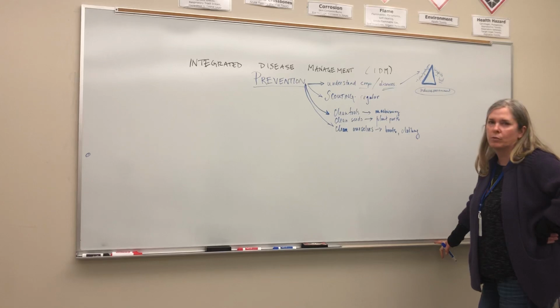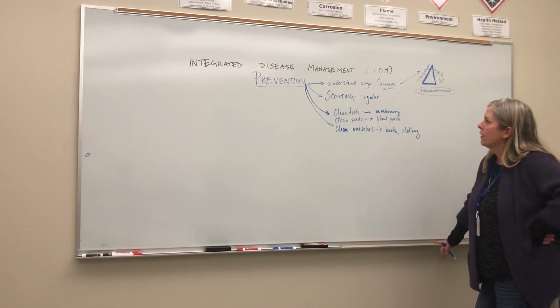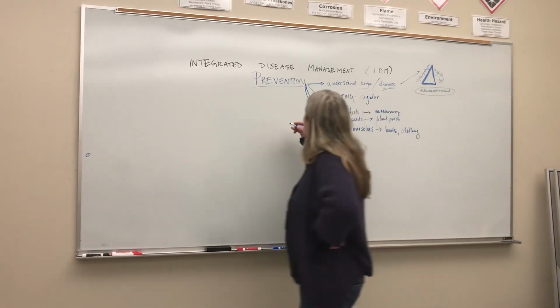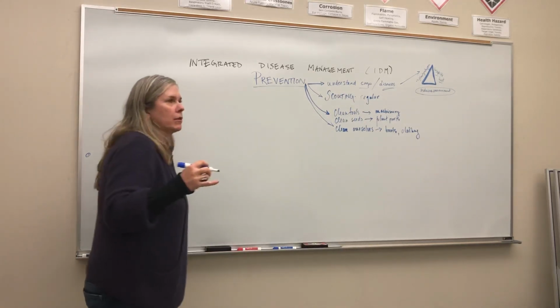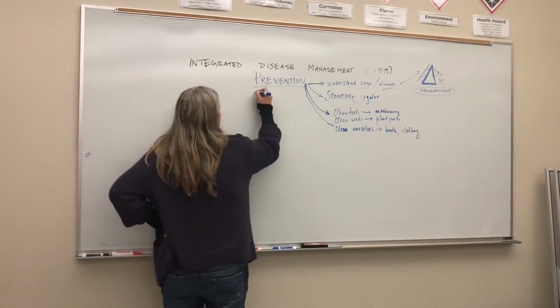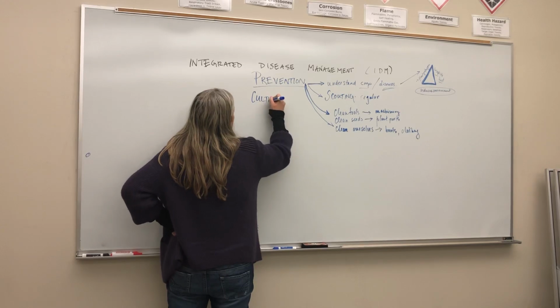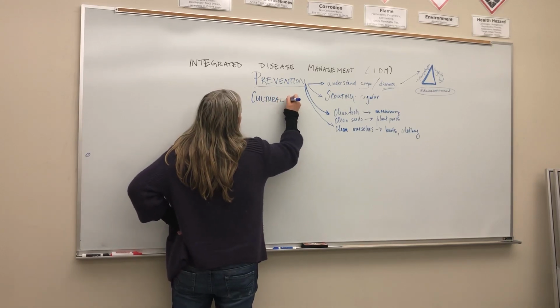This is where I say we might have some gaps. So we can talk about the gaps. So then right alongside prevention is the very next, and that is cultural controls.